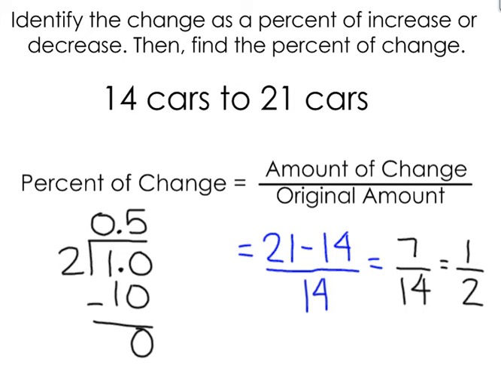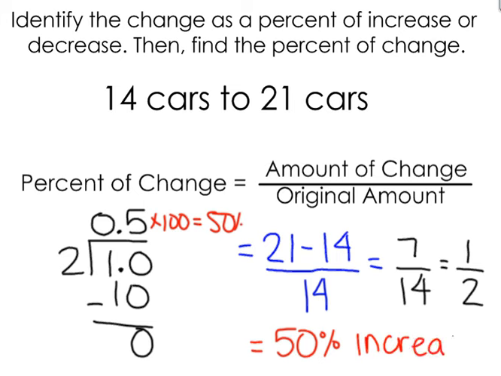So we'll get a decimal of 0.5, and then whenever you have a decimal, you're going to multiply by 100 to turn it into a percent. So 0.5 multiplied by 100 would then be 50%. So my percent of change comes out to a 50% increase because I went up. So I do need to make sure that I have that word increase at the end. Okay, so if you start at 14 cars and then go up to 21 cars, that would be a 50% increase.